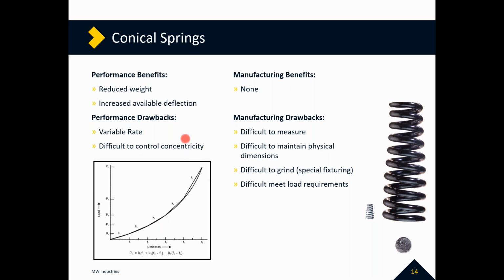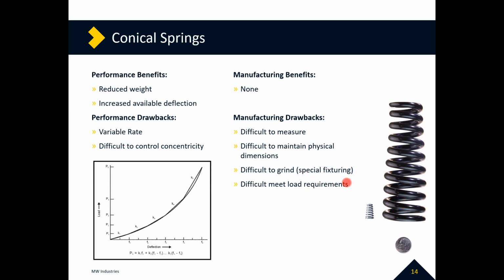Another thing is it's difficult to control concentricity. So when we talk about concentricity, it's not talking about squareness as on a cylindrical spring. It's actually talking about the top surface center to the bottom surface center of the coil and how concentric they are to each other. That's very, very difficult to give you a perfect concentricity. A lot of times it's even difficult to measure, requires special fixturing to do that.